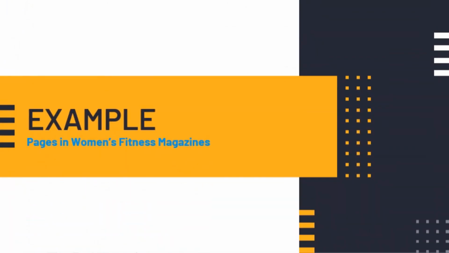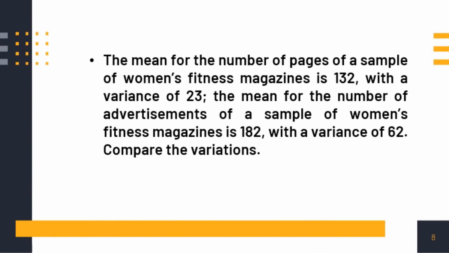Another example, pages in Women's Fitness magazine. The mean of the number of pages of a sample of Women's Fitness magazine is 132, with a variance of 23. The mean for the number of advertisements of a sample of Women's Fitness magazine is 182, with a variance of 62. Compare the variations.